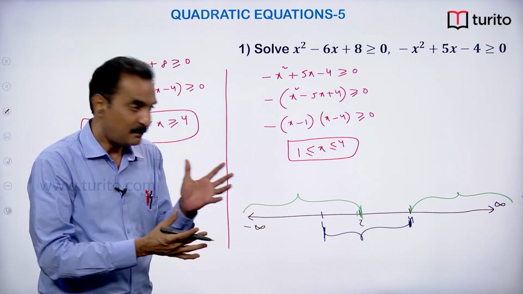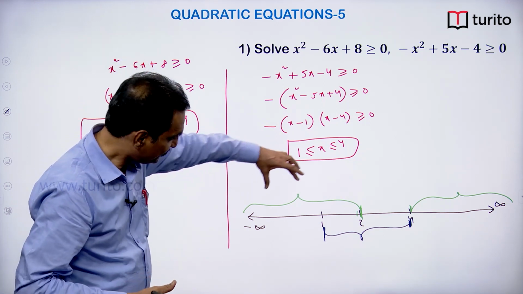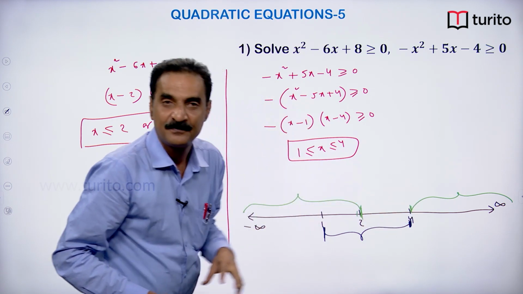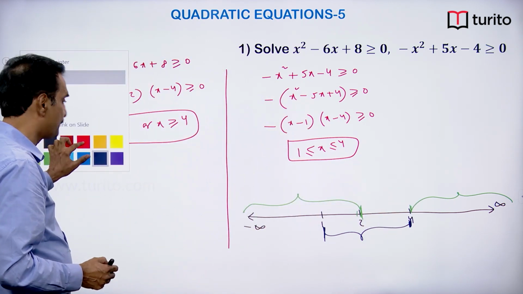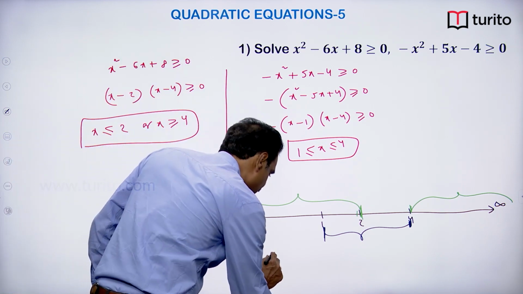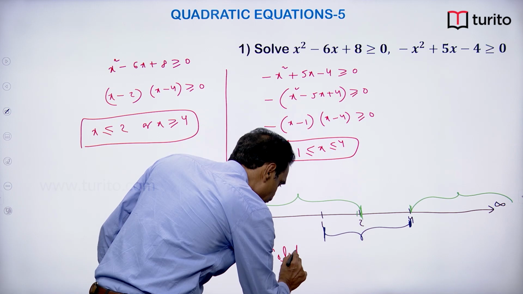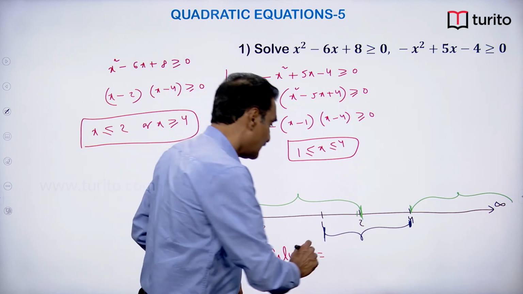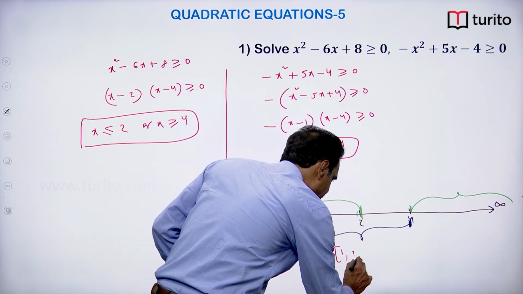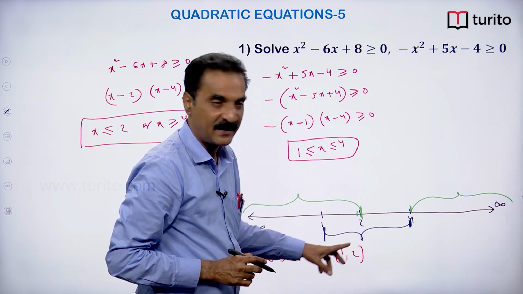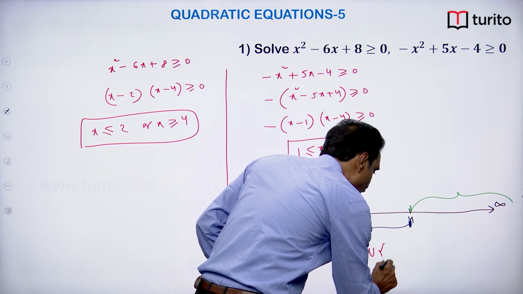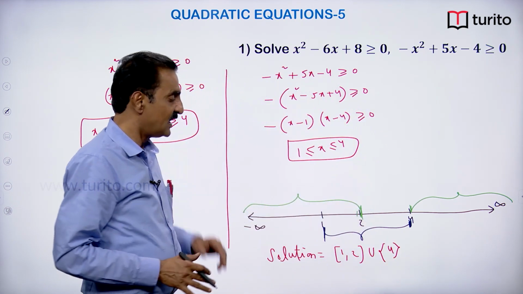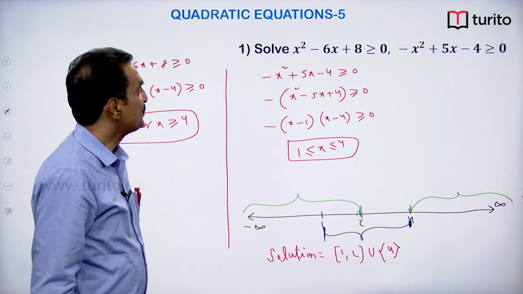Now, what is the matching interval, the common interval? These two are matching here, and only at 4 they are matching. So, what is the answer? What is the solution? 1 to 2, including 1 and including 2, both square brackets, union only the single number 4. We will write a single number with flower bracket. So, this is the answer. Next question.